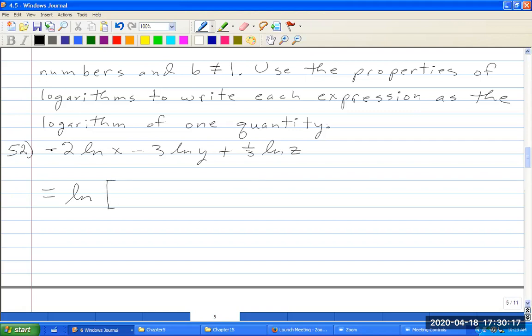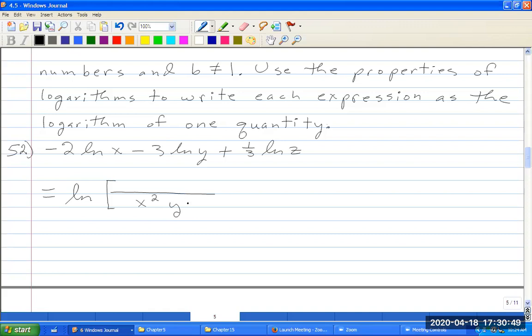Since I have a negative in front of this quantity, then this will go into the denominator. So my x will go into the denominator. Since I have an exponent of 2 out in front, then this will be an x squared. Next, since I have a negative outside the logarithm, that means that this y will go into the denominator, and they'll have an exponent of 3.